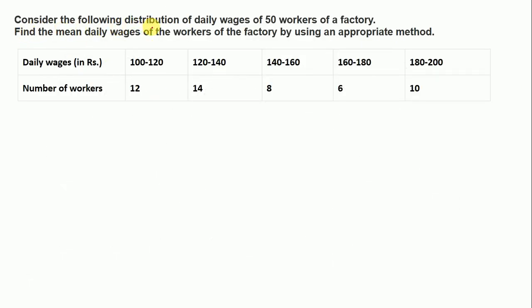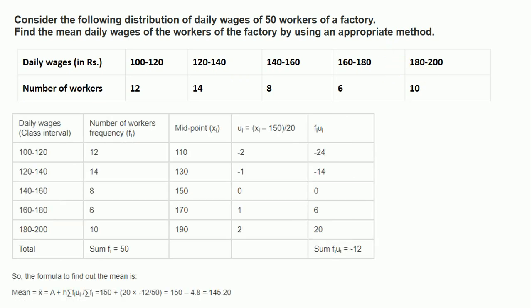Consider the following distribution of daily wages of 50 workers of a factory. Find the mean value of wages of the workers of the factory by using the assumed mean method. So in this question I have already put the table to save time. So we are given grouped data in this question. So first of all, we have to arrange our table in this method to solve this question.